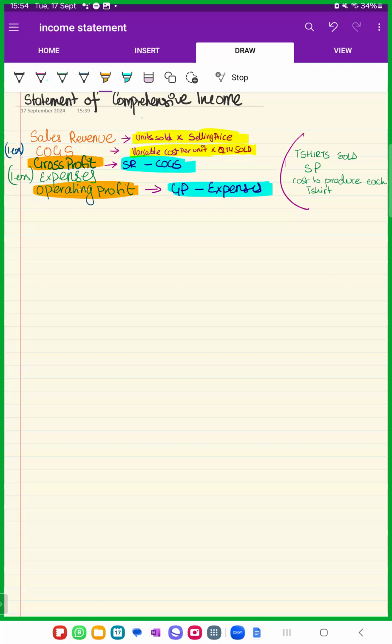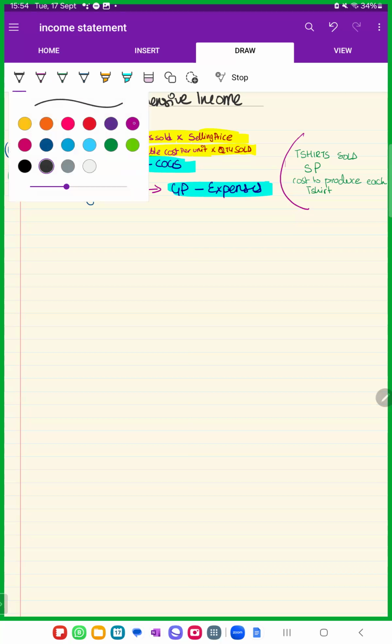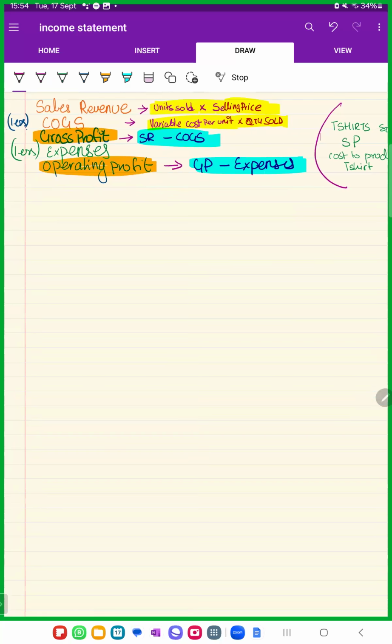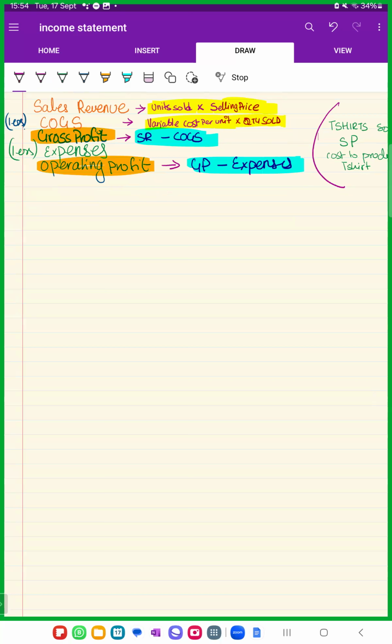Okay, no worries. So usually what happens is that businesses, once they calculate their gross profit and their operating profit, then they want to, this is going to be a number. But what they want to know is, usually, they want to know it in terms of percentage.